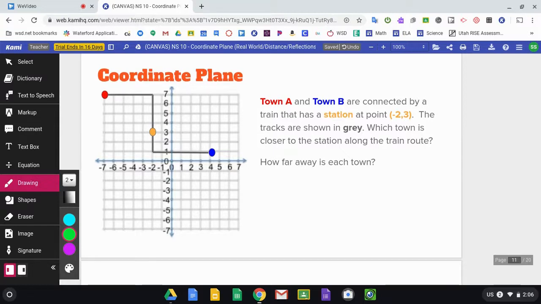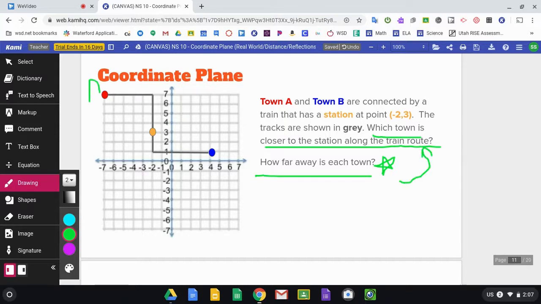Here we have town A is red, town B is blue. They're connected by a train, and there is a station right here at the yellow. The tracks are shown in gray. So we have train tracks that connect town A and town B, and there's a station right kind of in between them, right? Which town is closer to the train route, and how far away is each town? Well, I think it would be smarter to answer that question first, and then we can answer that question.